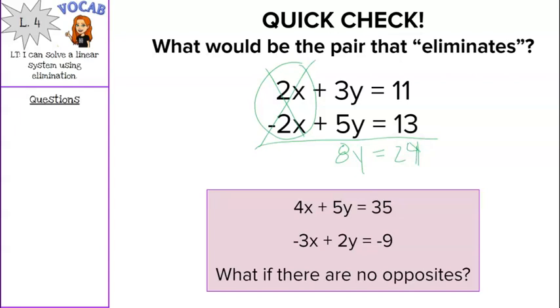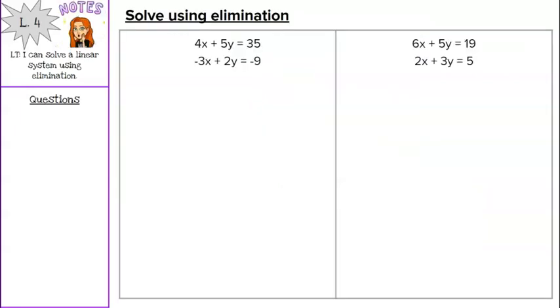The question that we're going to answer today in our notes is, what if there are no opposites? If you look at that system of linear equations, there are no pairs of opposites. None of those pairs will make 0. So we're going to show you what to do when there are no opposites already. So I have this system, 4x plus 5y equals 35, and -3x plus 2y equals -9. Now there are no opposites already, as we've shown, so we have to multiply to make opposites.